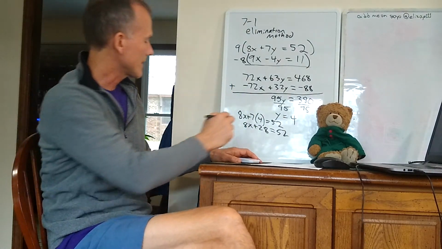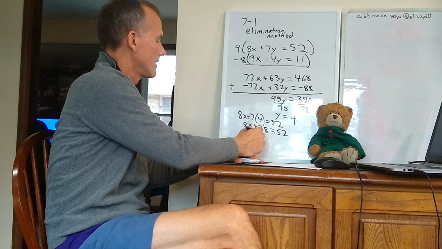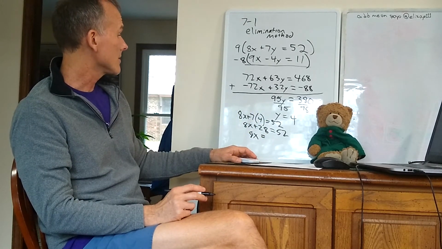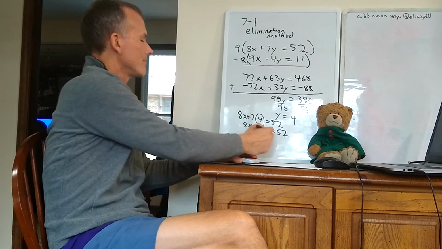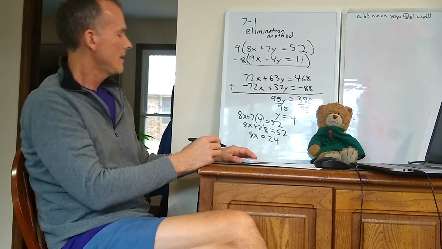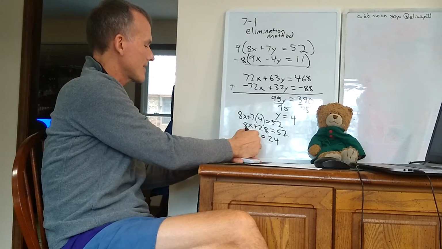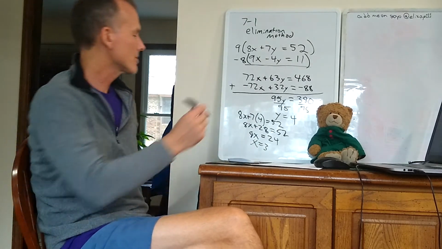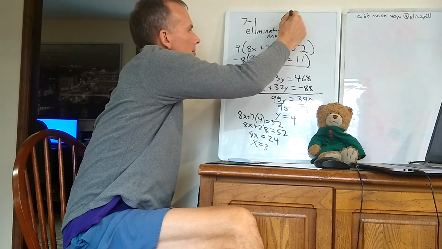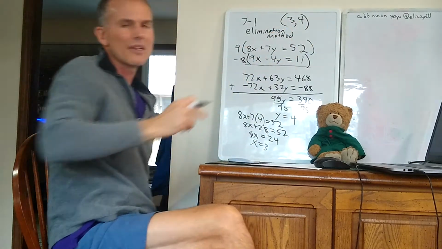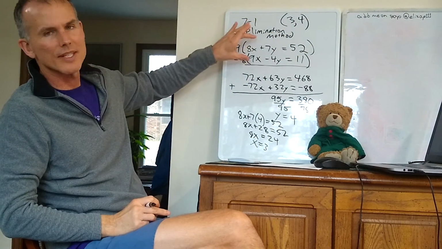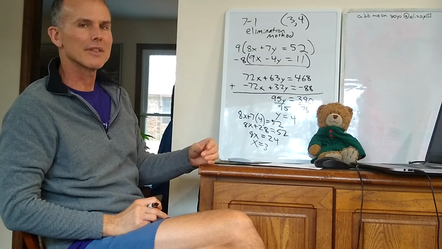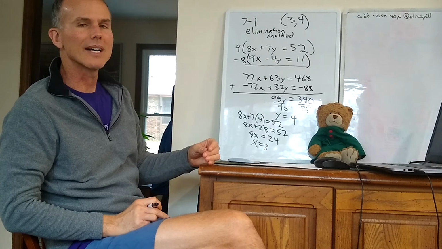Subtracting 28 from each side, I get 8x equals, let's see, that would be 24. And then dividing both sides by 8 gives me x equals 3. So now I know the x and the y coordinates of the solution. I write them as an ordered pair, 3, 4. So at that point, remember, that's the solution to the original system. That's the point where those two lines, if I were to graph them on the same set of axes, would cross.